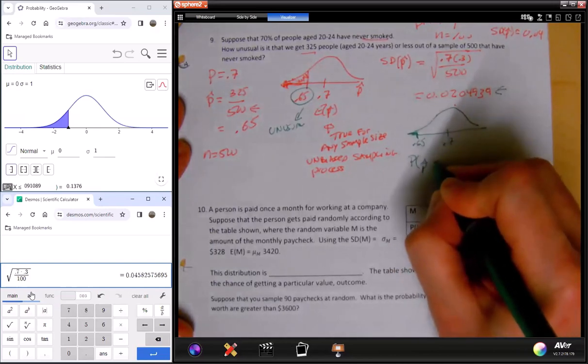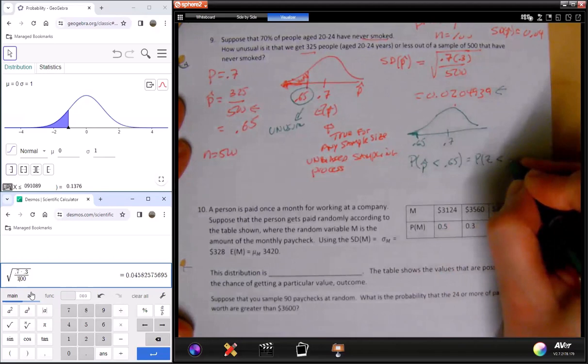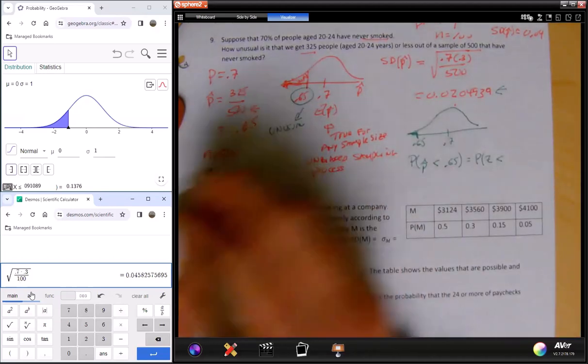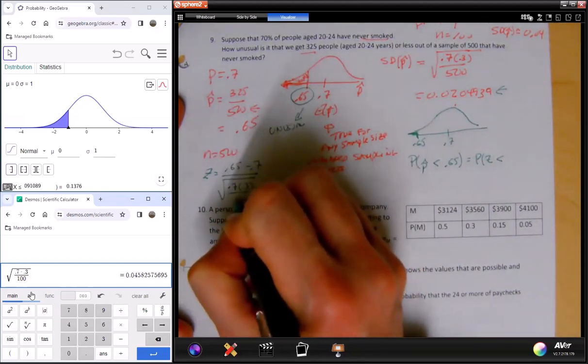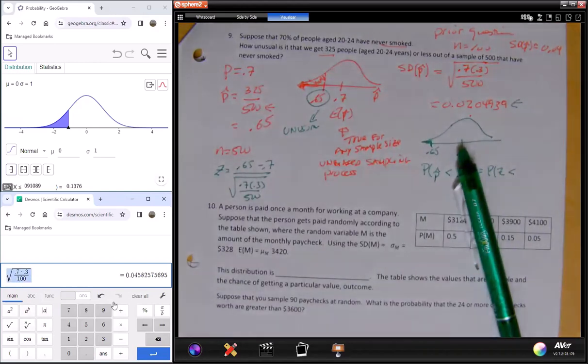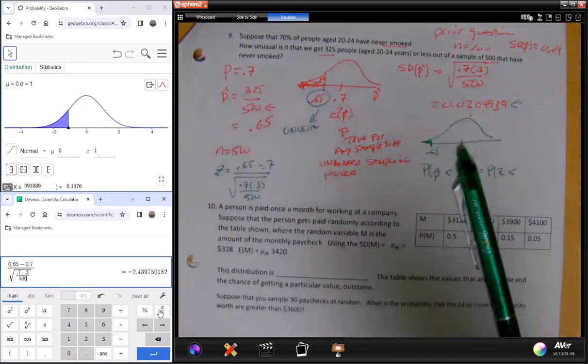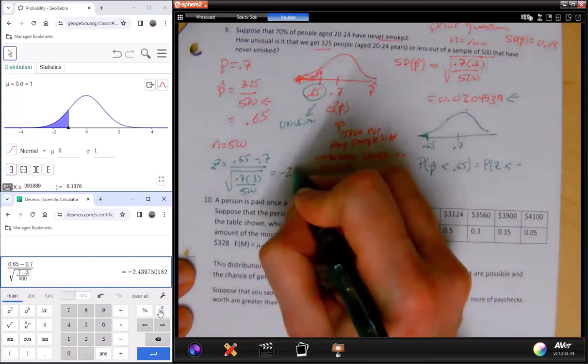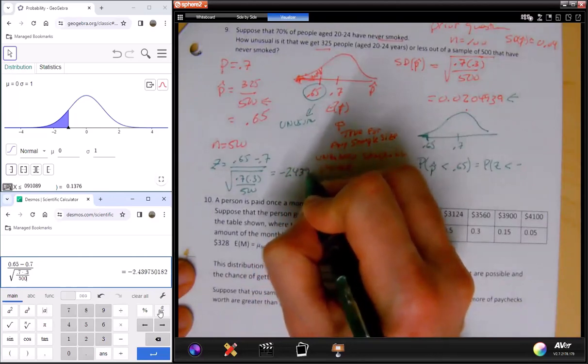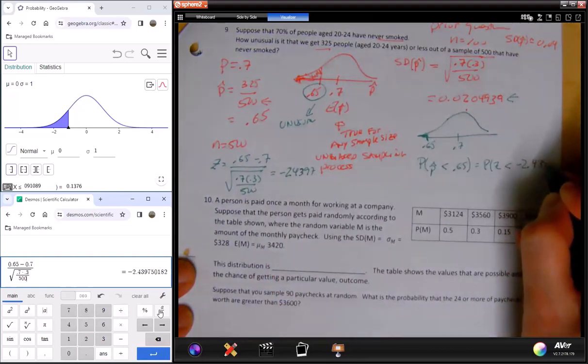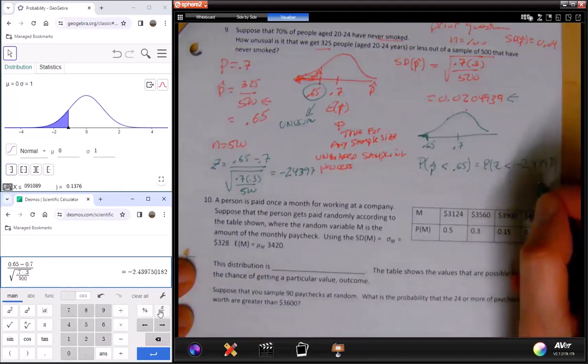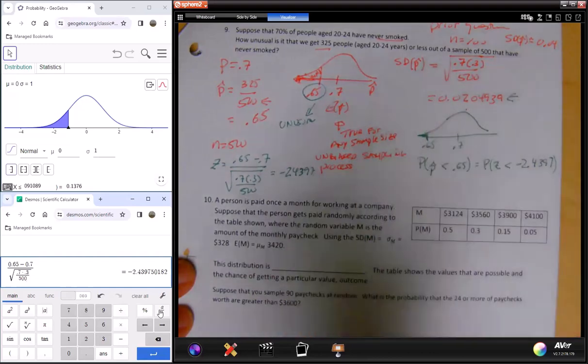So let's calculate this. Oh, I didn't do my z-score. I'll go over here: 0.65 minus 0.7, over the square root of the fraction 0.7 times 0.3 divided by 500. Sure enough, I'm getting a very unusual value. Again, it's getting down to the very edge. If this doesn't need to be that many decimal places, it's going to come out fine, because tiny changes here now don't change the area by much.